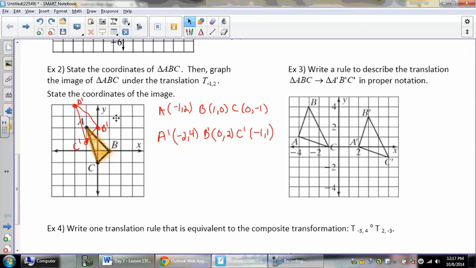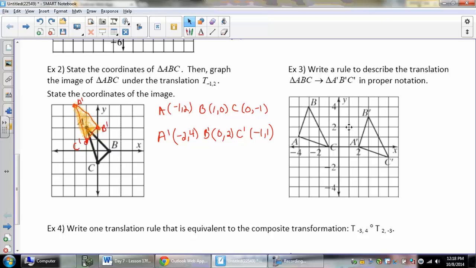All right, hopefully you've tried that on your own. So here's what I did in the meantime. Here's triangle ABC. T(−1, 2) means move it to the left 1 and up 2. And that's where my new triangle ended up. So my original coordinates were right there. My new coordinates are right there. All of the x's decreased by 1. All of the y's increased by 2. And there's your new graph.